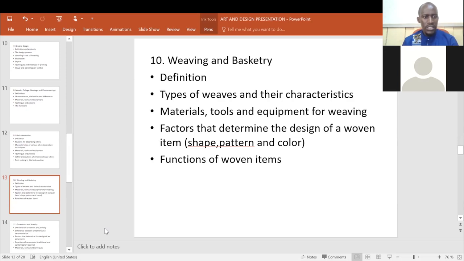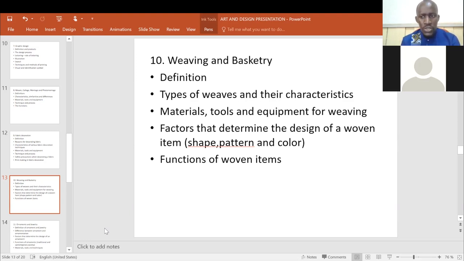The next chapter, we talk about weaving and basketry. Just like the other, candidates must be able to understand and explain what weaving is, that is the definition of weaving. Then they must be able to identify the types of weaves and their characteristics. The types of weave we have are plain weave, twill weave, and twining weave. The learners are required to identify these types of weaves visually, and describe their characteristics.